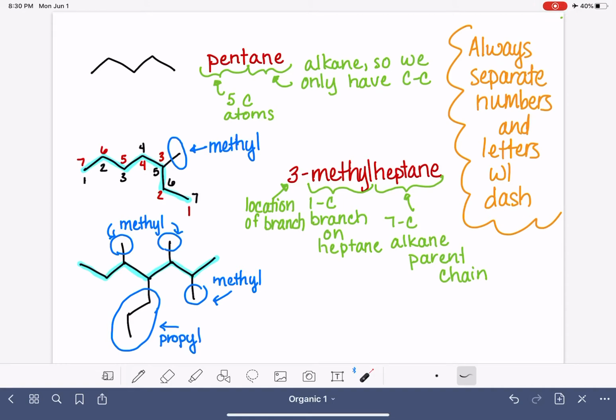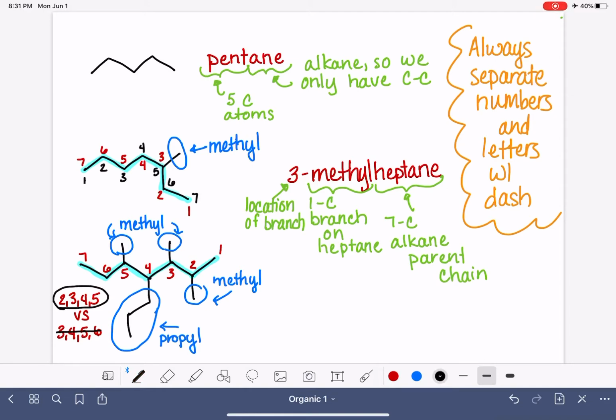That rule's not always going to work, but that's usually a good starting point. So let's consider if we were to number from right to left, 1, 2, 3, 4, 5, 6, 7. Our substituents are on carbon 2, 3, 4, and 5. If we were to consider numbering the other way, starting here, this is carbon 1 and this is 2, then our substituents would be on 3, 4, 5, and 6. So we're looking at 2, 3, 4, and 5 as our numbers versus 3, 4, 5, and 6. And again, our goal is to pick the smallest set of numbers.